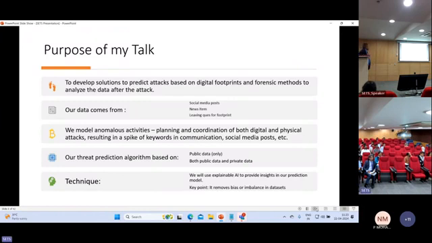Okay, so the purpose of my talk is to develop solutions to predict attacks, and on digital footprints. To actually identify the footprints, and what is interesting is not only after the attack, but while the attack is going on, and after the attack also. That's very important, because especially nowadays, these attacks can be very catastrophic.